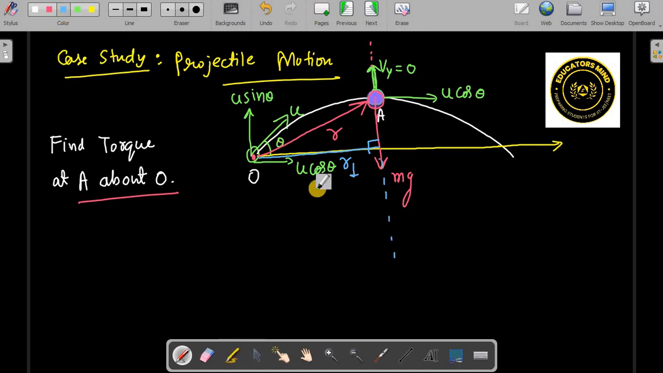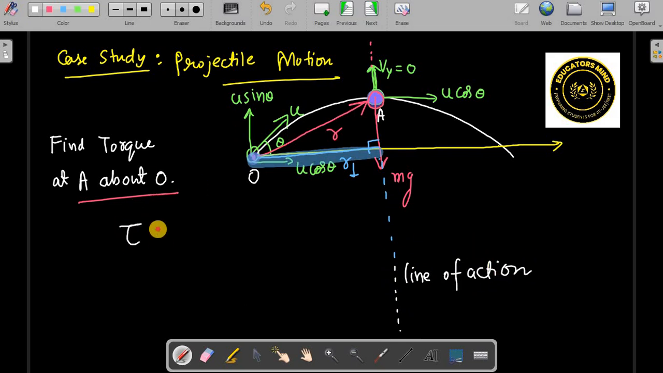What is r perpendicular? R perpendicular is the distance of this point from the line of action. What is the line of action? The line of action is the line of this force along which it is acting. This is the line of action. So you can calculate the torque as mg into r perpendicular. Of course, r perpendicular is this distance, which is range by 2. So mg into range by 2.